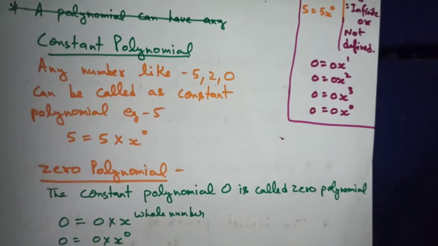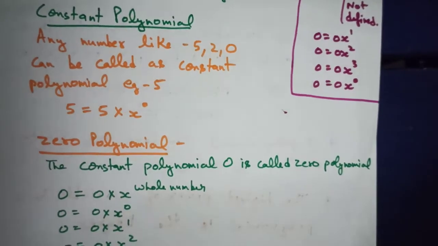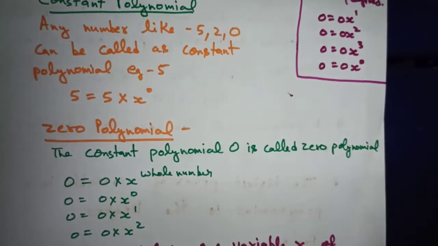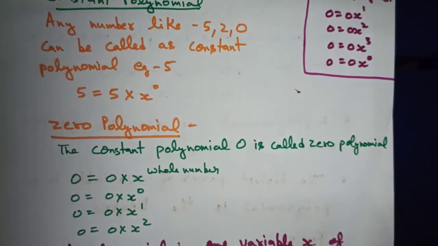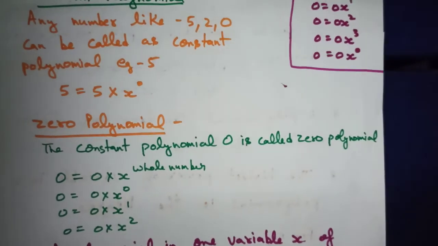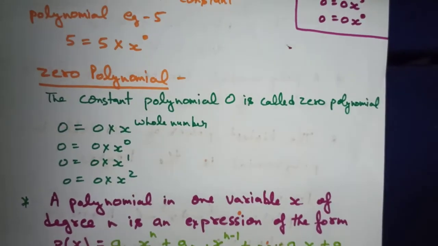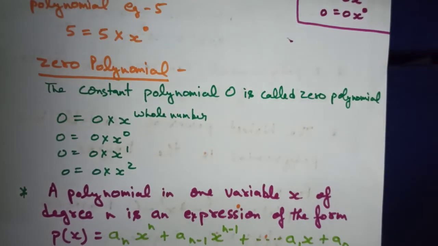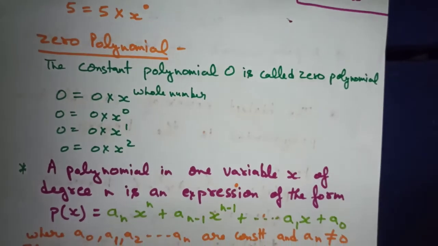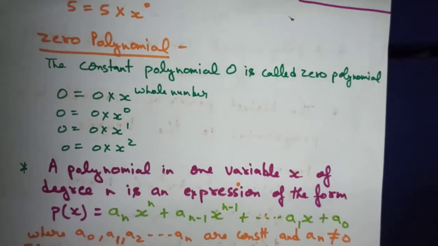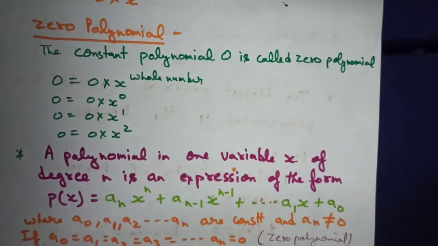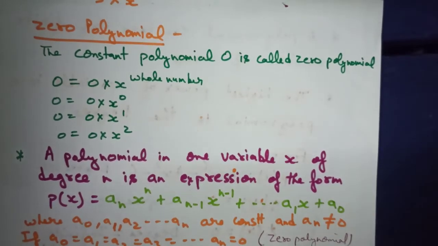The same thing I have explained again here. A constant polynomial is any number. It can be -5, 2, 0, like that. Any number, any integer can be called a constant polynomial. The constant polynomial 0 is called a 0 polynomial, because 0 can be written as 0 into x raised to the power of any whole number. So we say that the degree of a 0 polynomial is infinite or not defined.